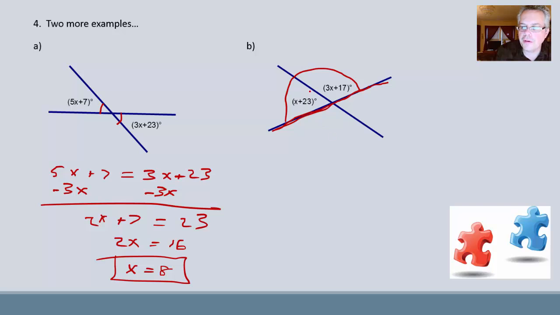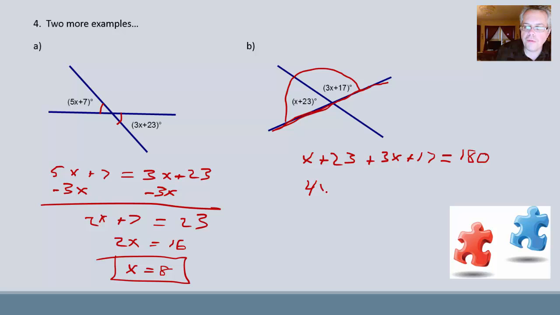When they form a linear pair, they have to add to 180. So that's the tricky part here. It's deciding what's true about the given angles. Are they congruent, and do we set them equal, or do we add them and set them equal to 180? So these are a linear pair, form a line, they add to 180.